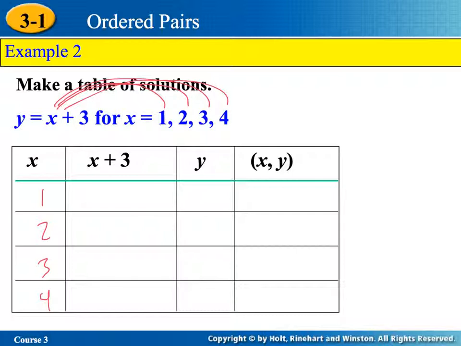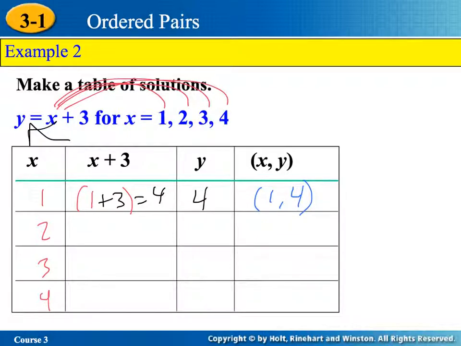Okay, I'll give you the very first one. This very first one says x is equal to 1. So when I plug 1 in for x, I get 1 plus 3. What is 1 plus 3? My answer is 4. So what is my y? My y is 4, because right here, notice y is equal to x plus 3. So my point that I get out is (1, 4).